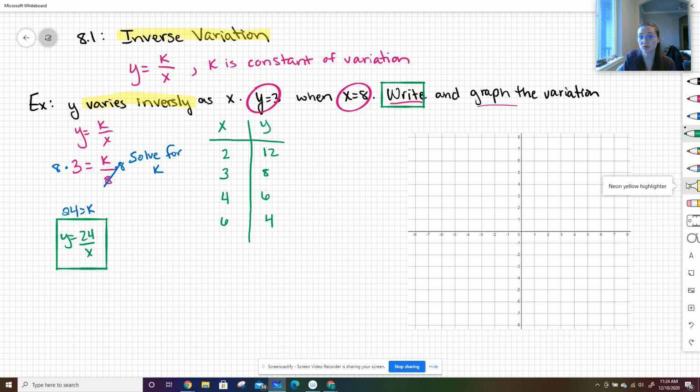2, 12 goes off my graph, so I'm going to skip that one. But 3, 8 is nicely on my graph, right there. And then I have 4, 6, and I have 6, 4. That label is in the way. 6, 4. So notice this isn't linear. It's kind of curving like so.